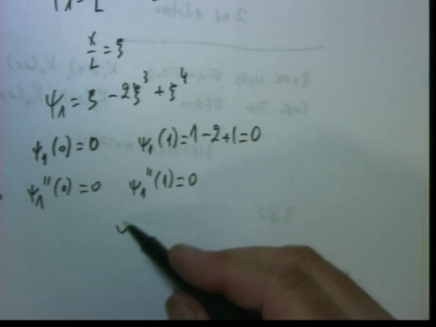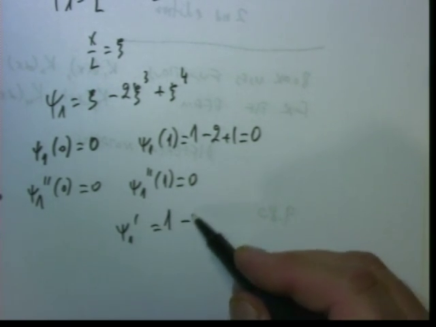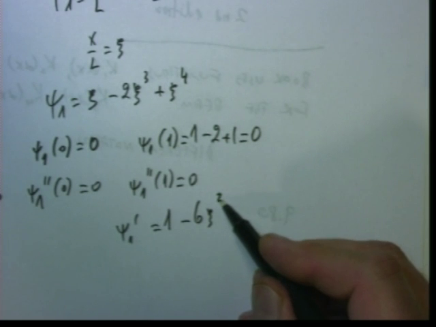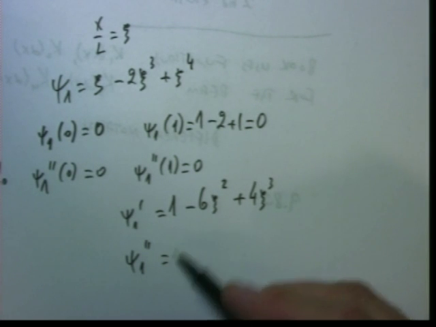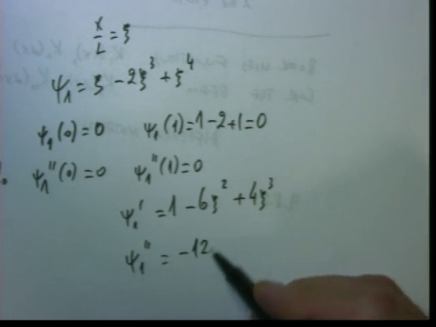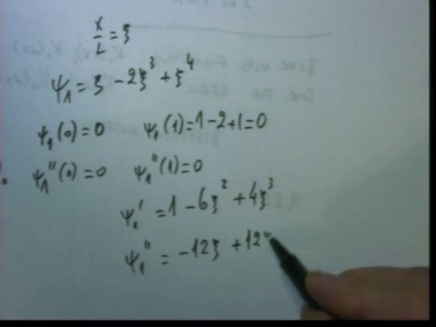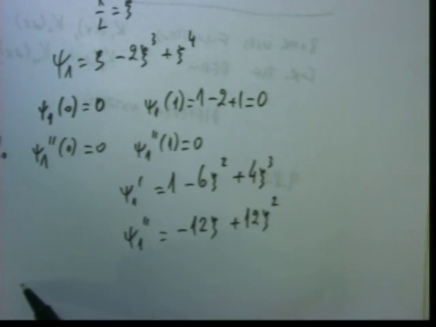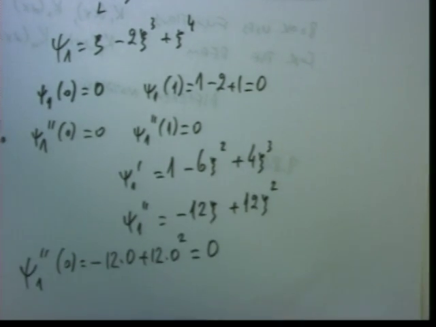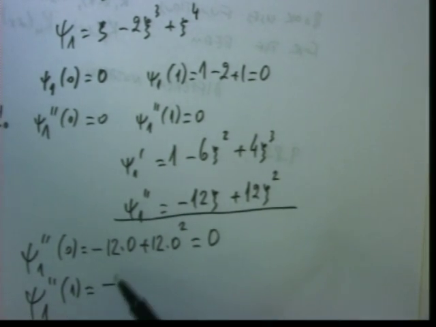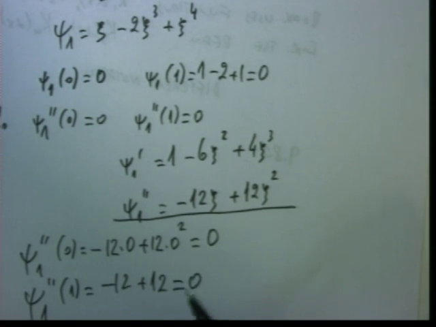So we calculate psi 1 first derivative equals 1 minus 6 xi squared plus 4 xi cubed. Psi 1 second derivative equals 0 here, minus 12 xi plus 12 xi squared. Therefore psi 1 second derivative at 0 equals minus 12 times 0 plus 12 times 0 squared, which equals 0. Psi 1 second derivative at 1, I substitute: minus 12 plus 12 is also 0.